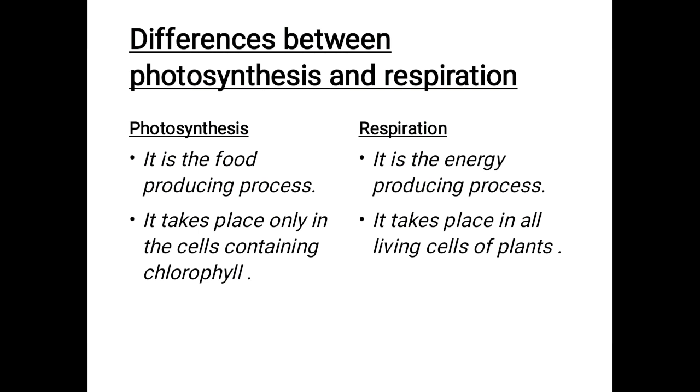The next point of difference is that photosynthesis takes place in the cells containing chlorophyll. Chlorophyll is present in a special type of organelle, the chloroplast. Due to the presence of chlorophyll, the color of the leaf is green, because it transmits the green color. That's why the color of the leaf is green. However, respiration takes place in all living cells of plants. Chlorophyll is important for photosynthesis because it traps light energy, which is used to convert carbon dioxide and water into carbohydrate.